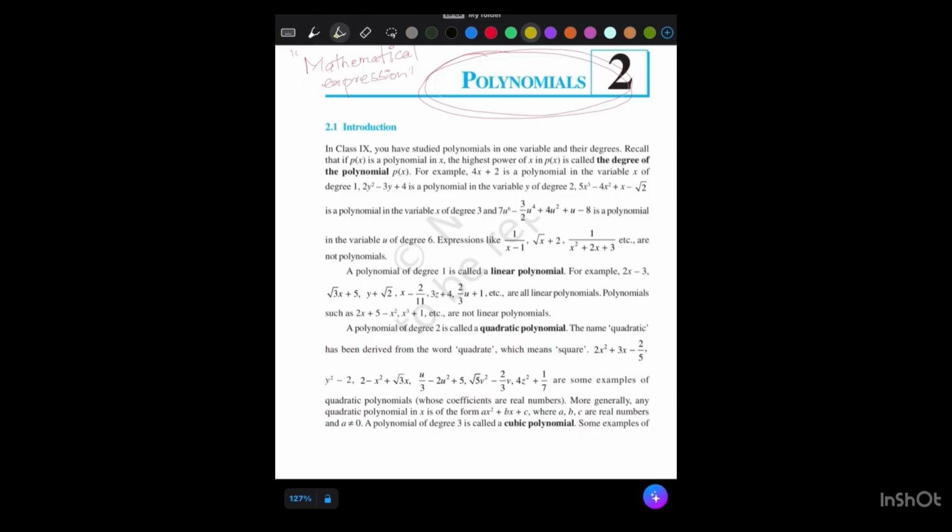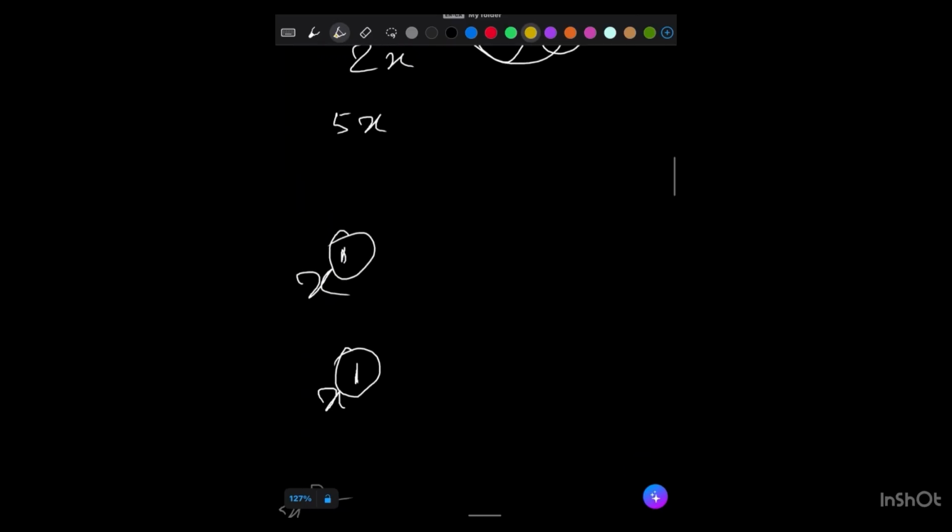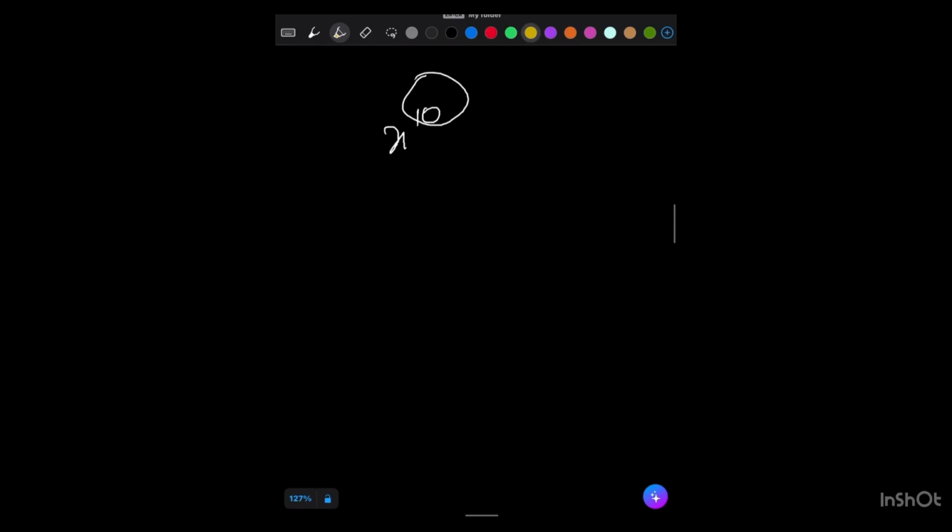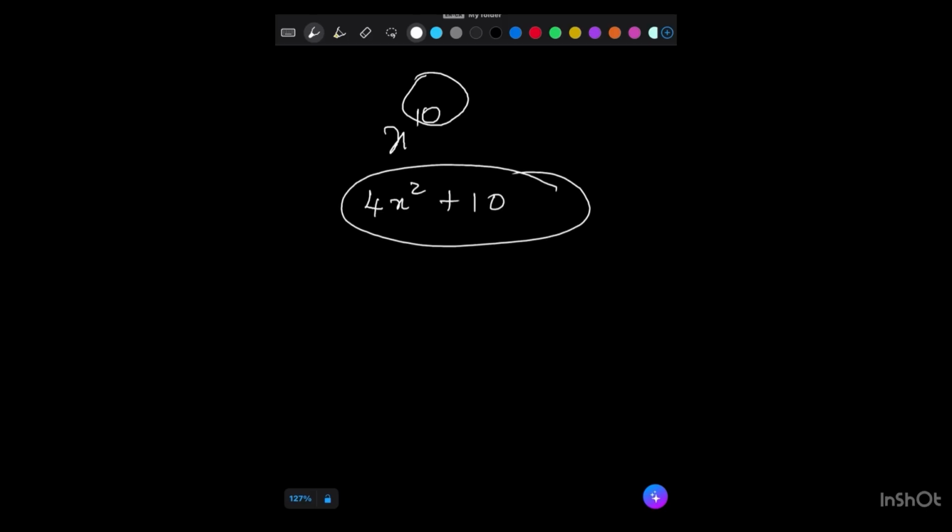They have mentioned one more concept here, the degree of polynomial. So what is the degree of a polynomial? We know what is exponent, right? If there exists the equation 4x squared plus 10, here there is 2. The highest power in the equation is called the degree. Here 2 is the highest power, right?